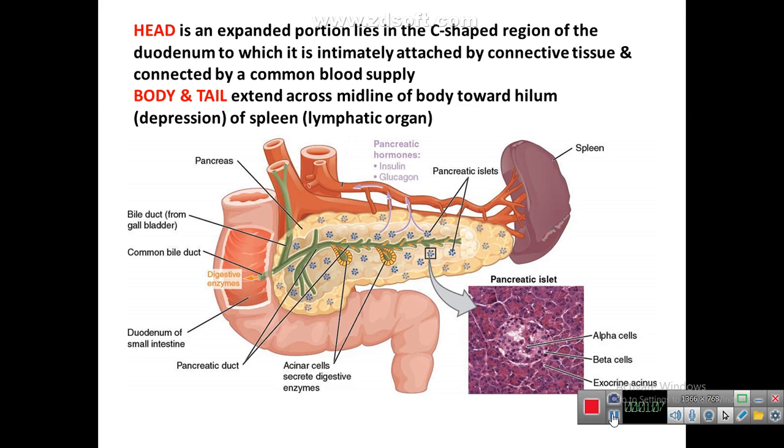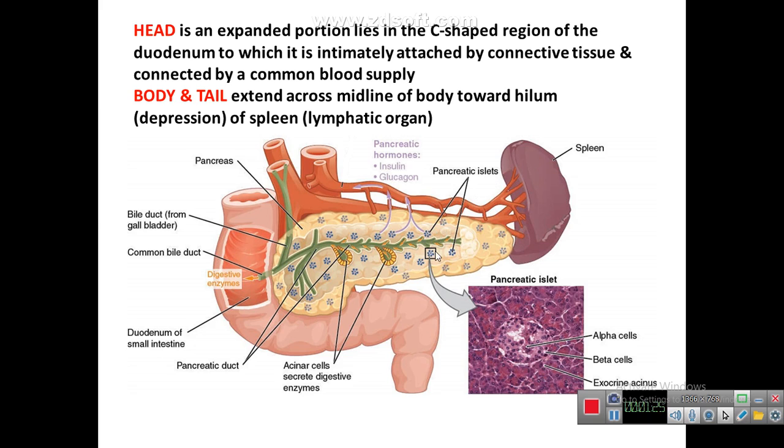The body and the tail extend across the midline of the body toward the hilum. Hilum means depression of the spleen. Spleen is a lymphatic organ. This is the hilum or depression of the spleen.